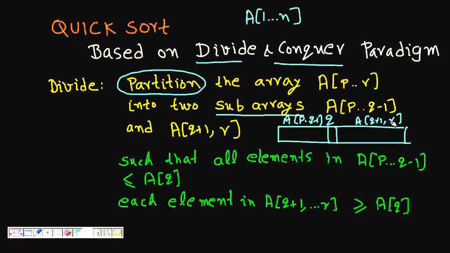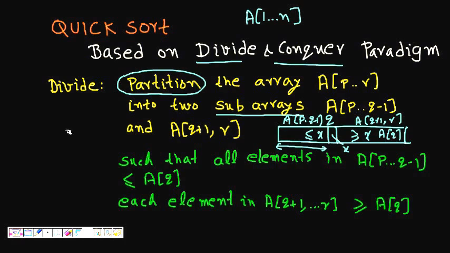All the elements on this side are less than or equal to this element x, and this side is greater than or equal to x. So we do the partition so that all the elements to the left of the qth index are less than or equal to A[q], and all the elements to the right of the qth element are greater than or equal to A[q]. So this is the partitioning algorithm.